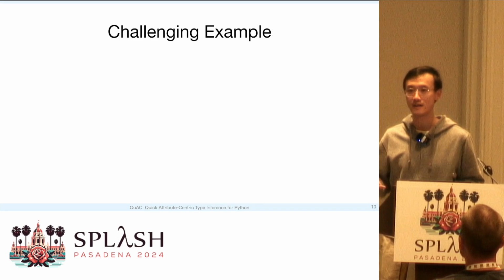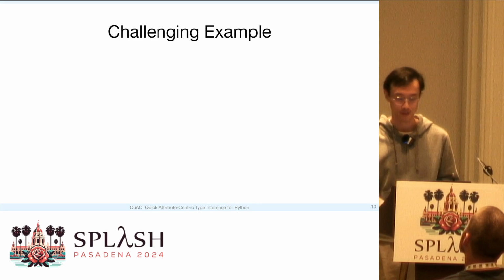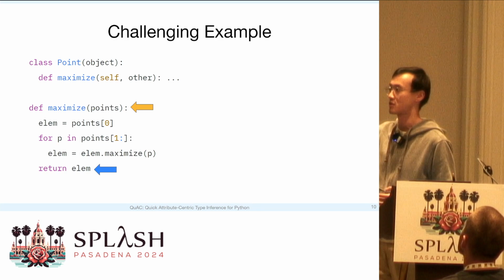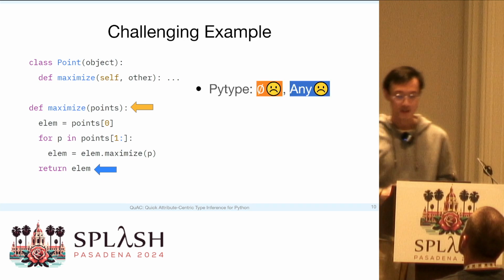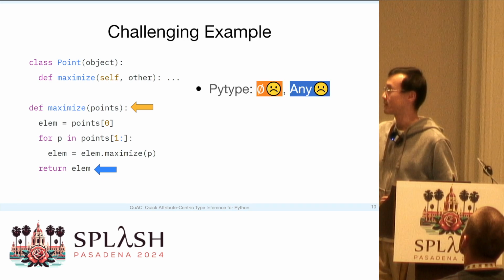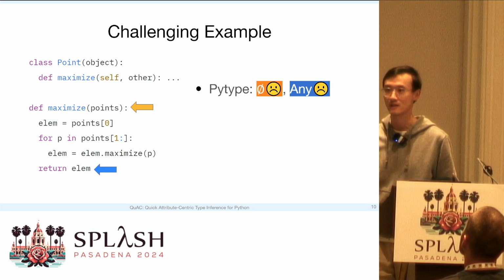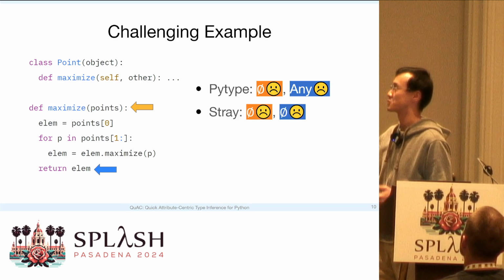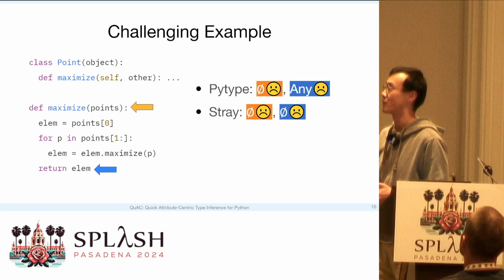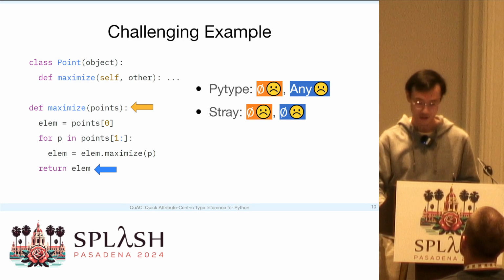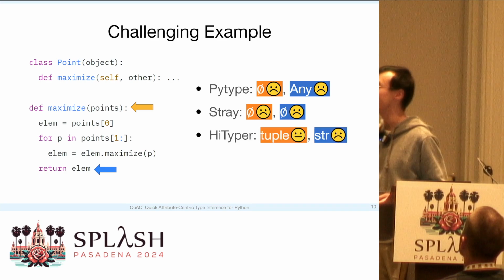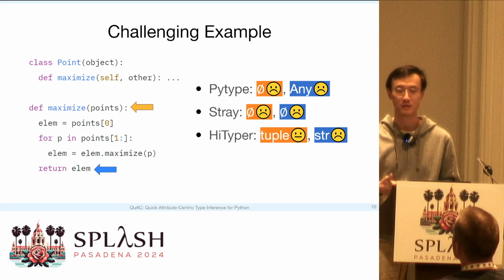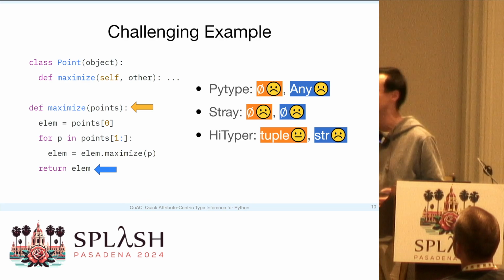Let me present an example that existing approaches struggle with. In the code on the left, the global function maximize has the parameter points and the return value element. The industrial static type inference tool PyType does not make predictions for points and predicts element to be the trivial Any. The state-of-the-art academic static type inference tool Stray does not make predictions for both points and element. The state-of-the-art non-LLM machine learning-based type inference method HiTyper predicts points to be tuple, which is technically correct, but is over-constrained, as points could also be lists.